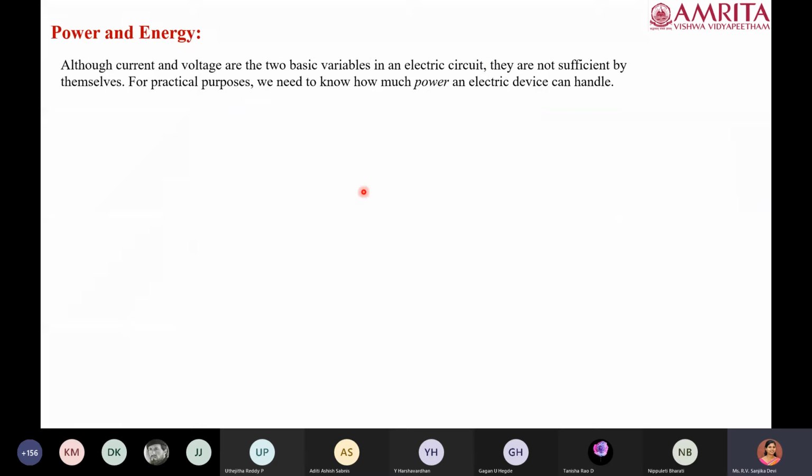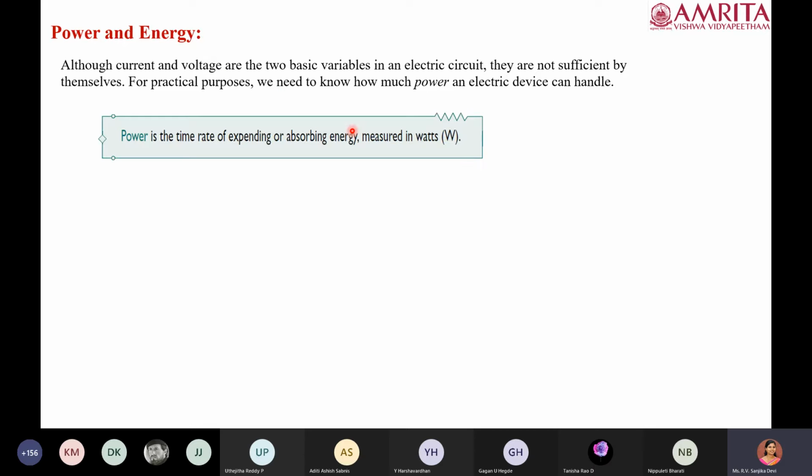So the next fundamental measure is the power and energy. Though current and voltage are the two basic fundamental quantities in any electrical circuit, for most practical purposes, we use power and energy. Basically, power is defined as the time rate of expending or absorbing energy.